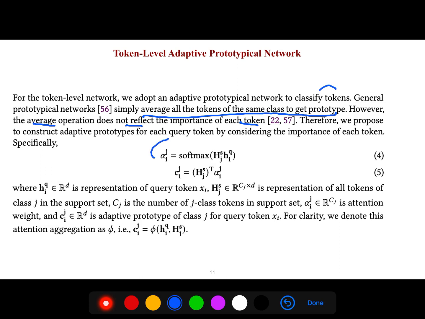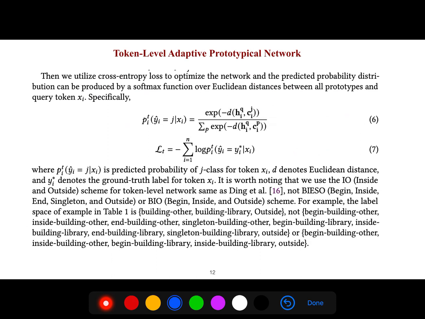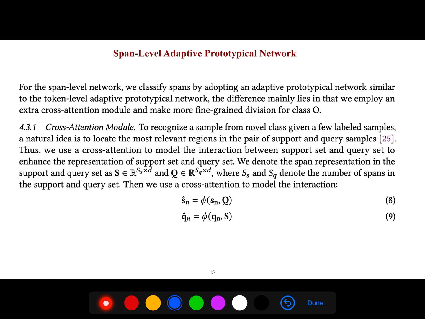And that weight is just a linear combination of all of these, so it's like attending to each of these tokens. Some of them are important, but if all alpha are 1, then it becomes the traditional way of averaging that we see in the classical paper of Protonet. And then we utilize cross-entropy loss to optimize the network. So everything's standard from here.